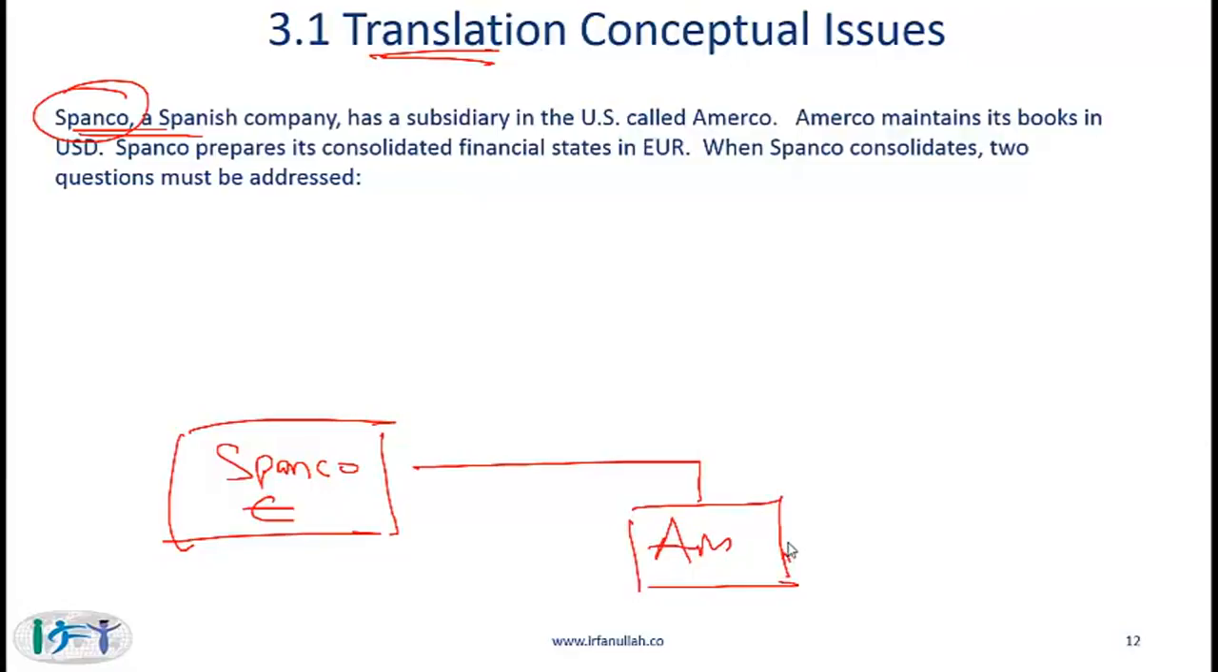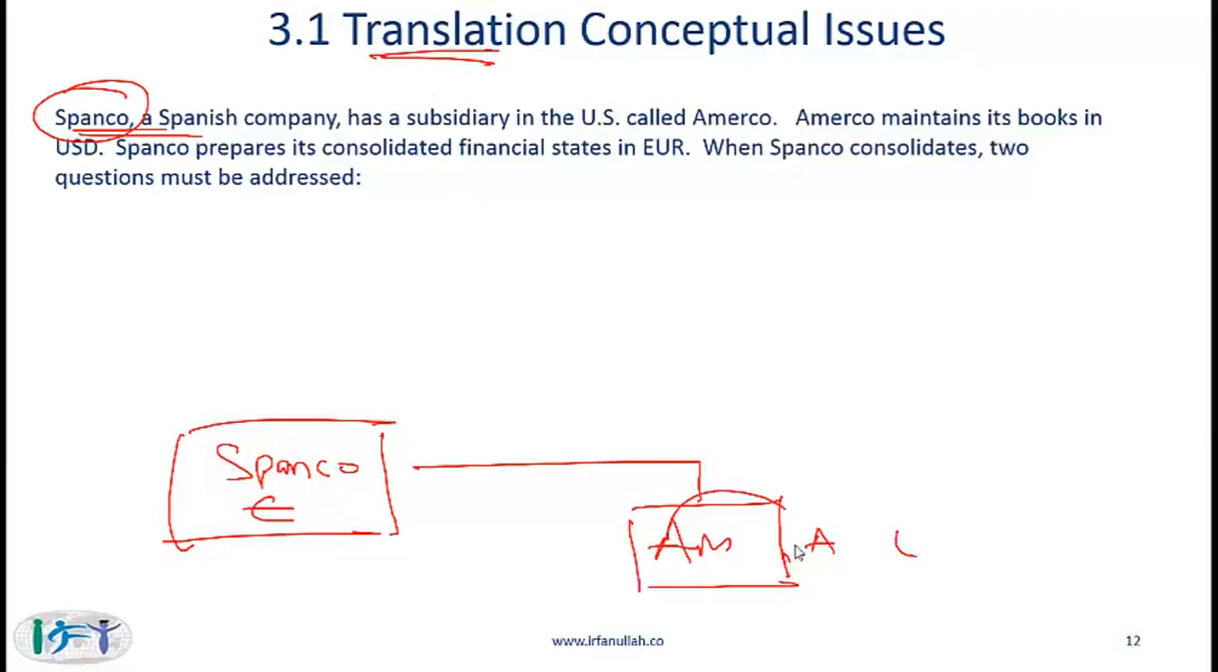On balance sheet dates, the assets and liabilities of this subsidiary need to be translated to euro, and these translated assets and liabilities need to be shown as part of the consolidated financial statements of Spanco. When we do this translation, note that we are now using the term translation as opposed to the earlier section where we were talking about transactions.